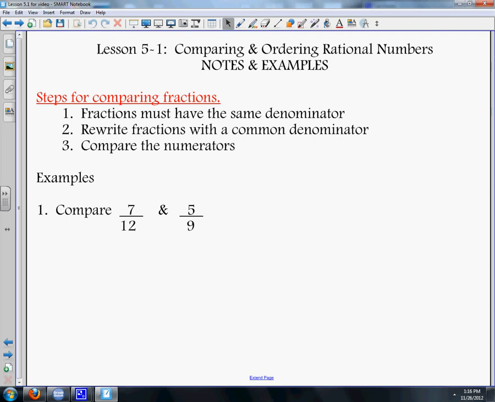So if I give you a couple fractions, like 2/3, and I ask you to compare them, number 1, you must have the same denominator. So it says for number 2, rewrite the fractions with a common denominator, and then you can compare the numerators. So here is an example.